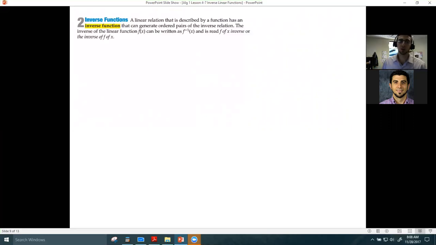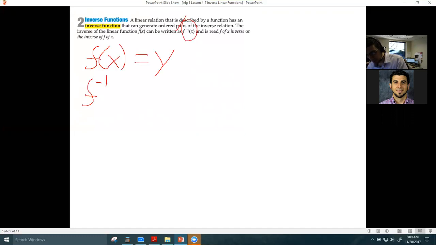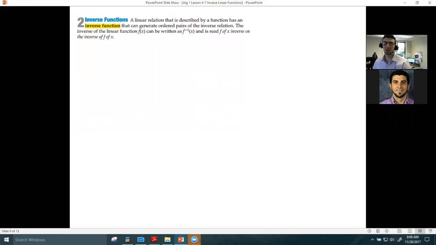So the inverse function of f of x can be written with a little -1 written as an exponent on the f, but you read it as f of x inverse, or the inverse of f of x. So remember, function notation, f of x is the same as y. F inverse is the notation that we're going to use. F to the little -1 of x is the notation we're going to use to indicate the inverse of a function.